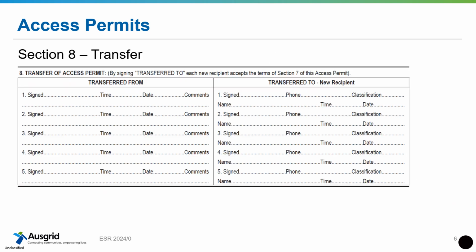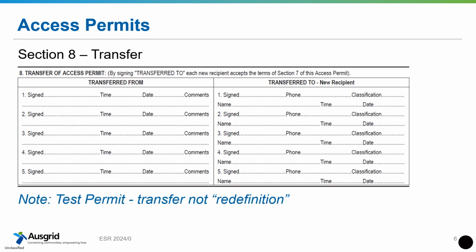The new access permit has capacity for the permit to be transferred a maximum of 5 times, whereas the existing permit only allows 2. Access permits for test will no longer be redefined from ancillary work to test. Access permits for test must now be transferred to the person responsible for the application of test voltages rather than redefined.